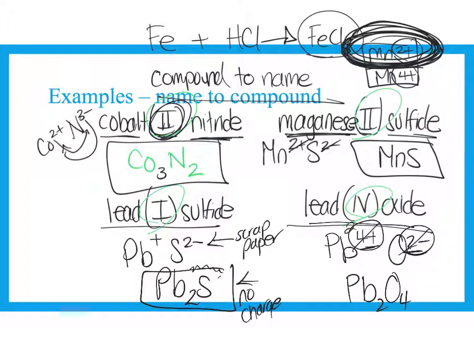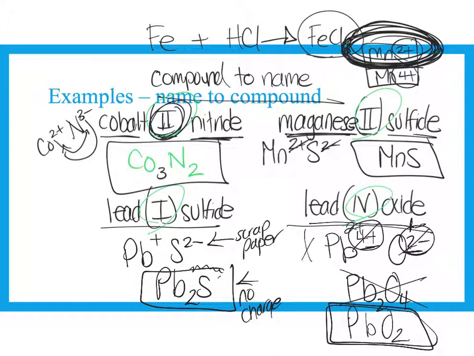So this becomes 2 instead, and this becomes 1. So instead of it being Pb2O4, which is wrong, it becomes PbO2, which is the correct formula for it. So this one is kind of a trick question. You might want to make a note of that: when they can both be divided by the same number, we actually do that.